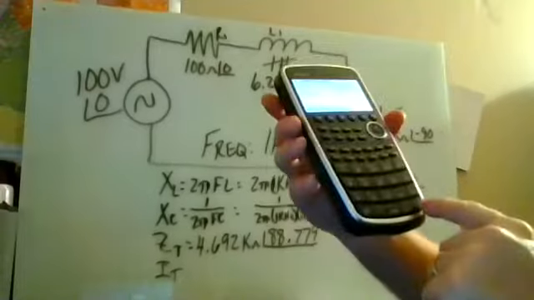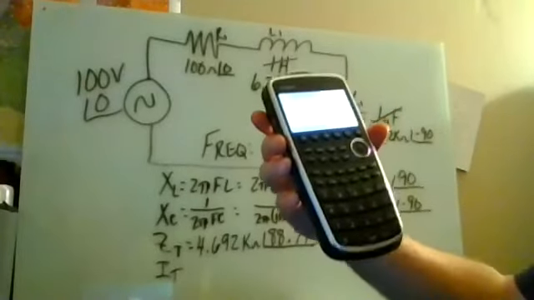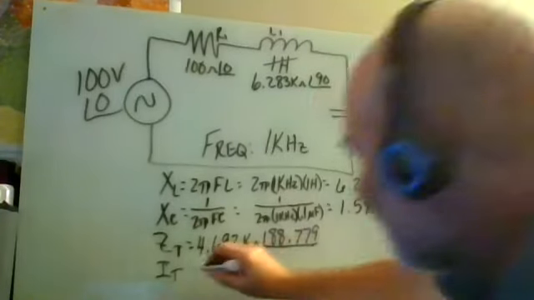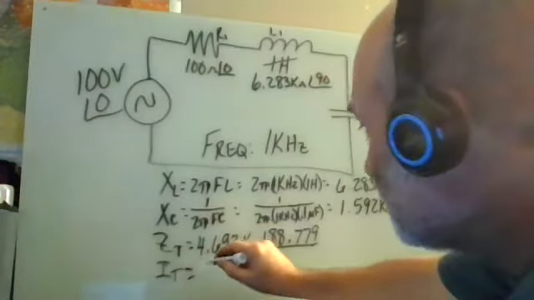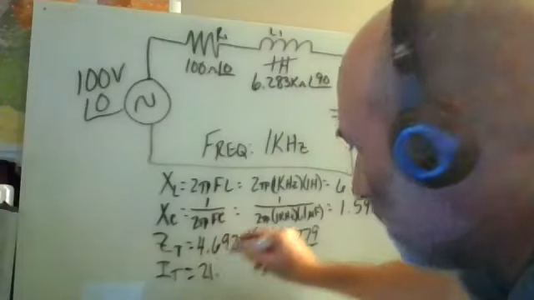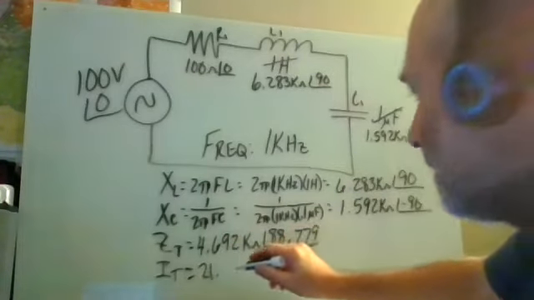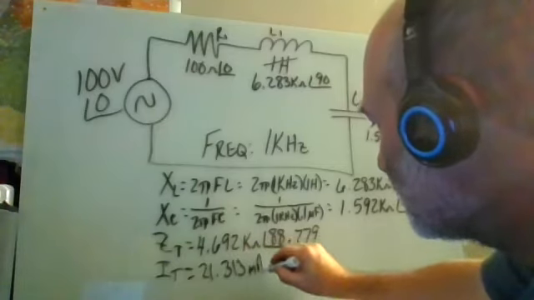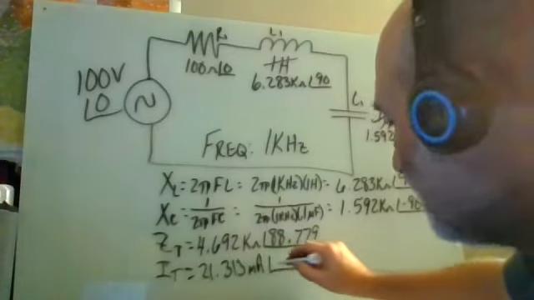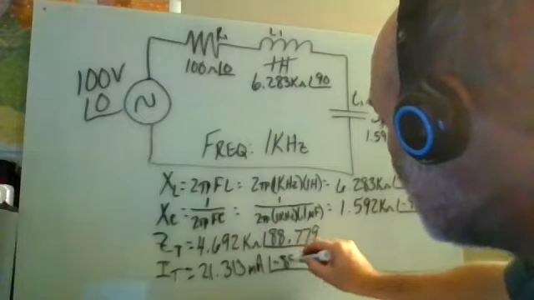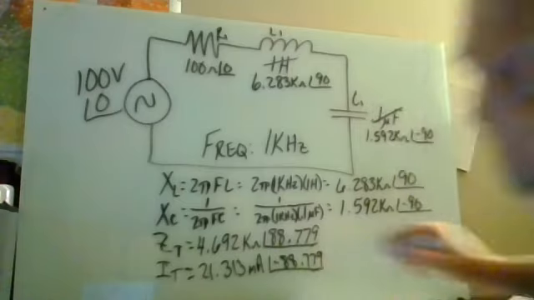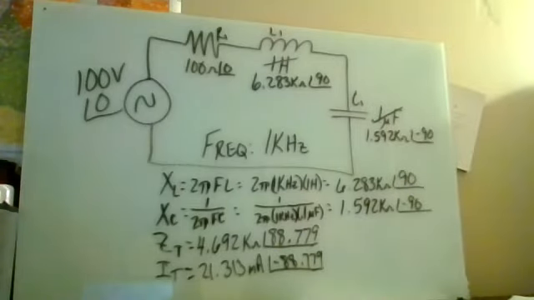And it'll put in Z, and then you'll get your I total, which when you get that, you should get 21.313 milliamps at an angle of negative 88.779. Okay. Everybody, make sure you've got that.